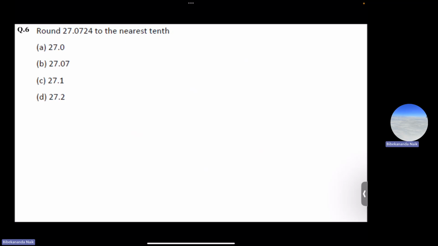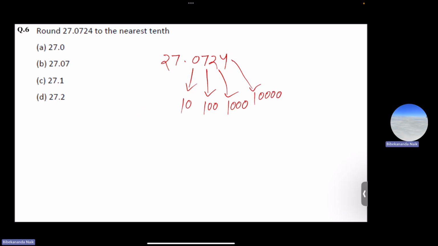Options are option A 27.0, option B 27.07, option C 27.1, and option D 27.2. So what is the 10th place digit? In 27.0724, this is the 10th place, this is the 100th place, this is the 1000th place, and this is the 10,000th place. The 10th place is 0, so we need to round it to the nearest tenth.